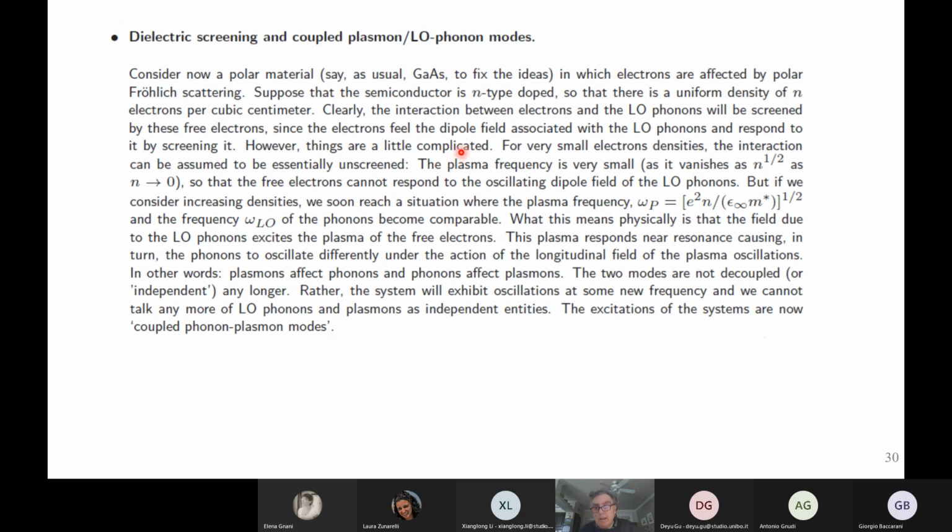Now consider an electron that is moving in a polar material in which there is a large density of electrons, either because you have doped it to a high density, or because you have gated the material.